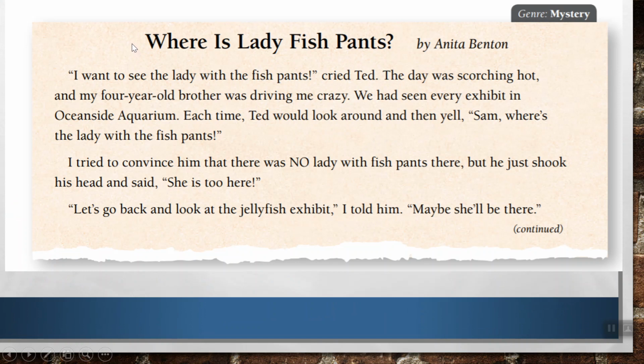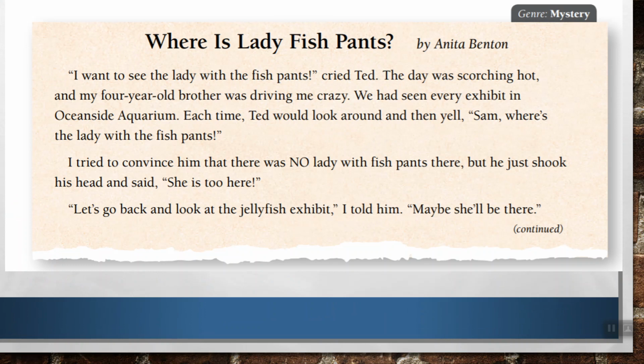Where is Lady Fishpants by Anita Benton. Let's go ahead and read it and be thinking about what are the important facts that we would include in a summary. Remember, summaries cannot include our opinions or our judgments, just the facts.